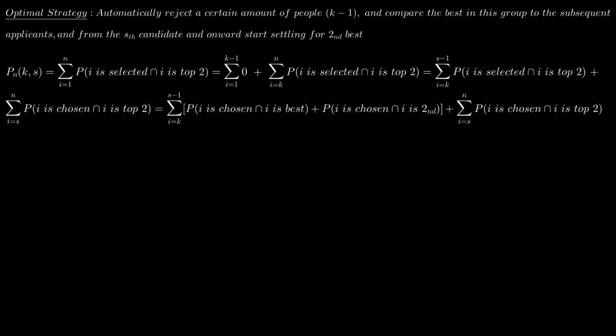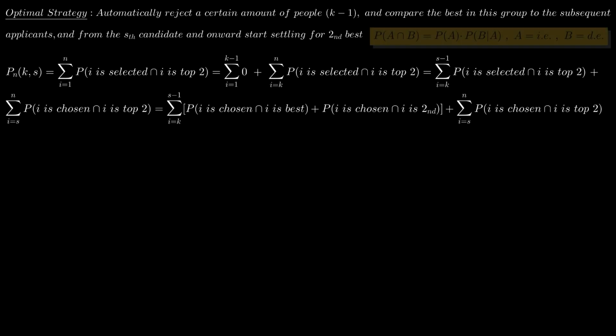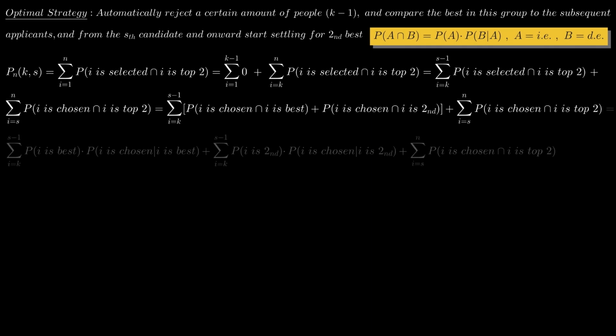So now we use the formula for independent and dependent events like we did before, and we get Pn of k and s equals the sum from k to s minus 1 of the probability of I is best times the probability that I is selected given that I is best, plus the probability that I is second times the probability that I is selected and I is second, plus the sum from S to N of the probability that I is selected and I is top 2.